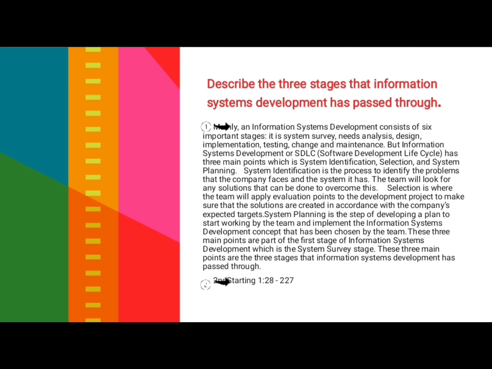System planning is the step of developing a plan to start working by the team and implement the information systems development concept that has been chosen by the team. These three main points are part of the first stage of information systems development, which is the system survey stage. These three main points are the three stages that information systems development has passed through.